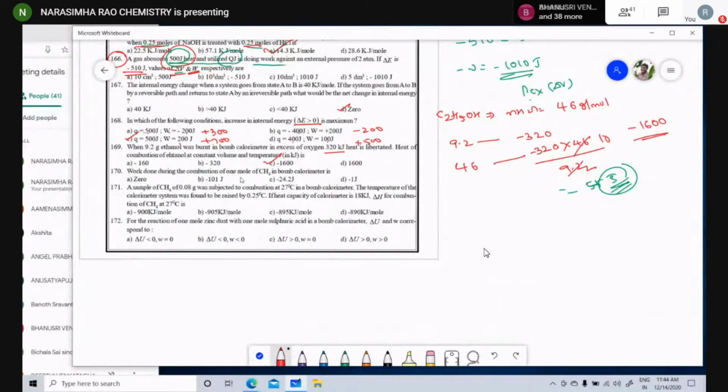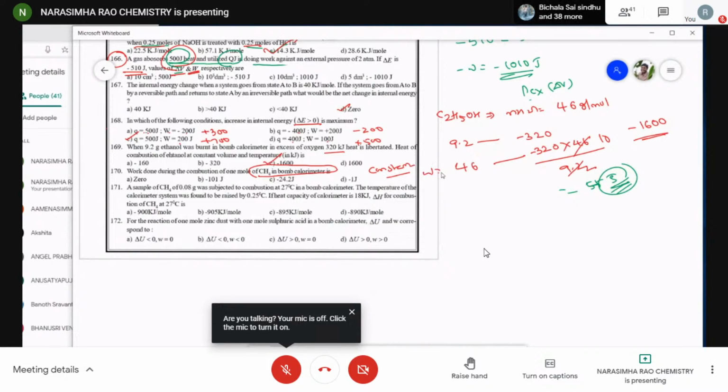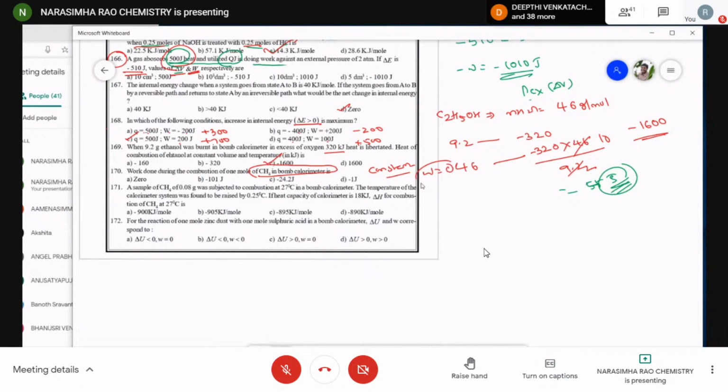Work done during the combustion of 1 mole of CH4 in a bomb calorimeter. In a bomb calorimeter, volume is constant, so there is no change in volume. So delta V is equal to 0, then W becomes 0.